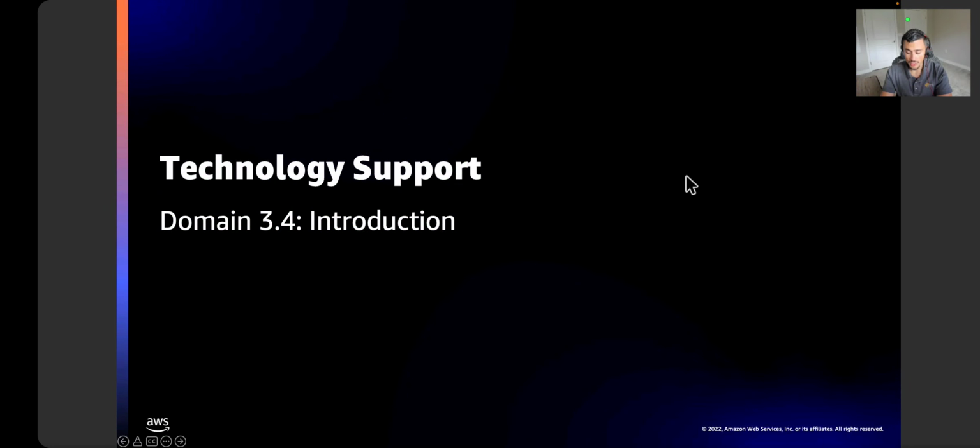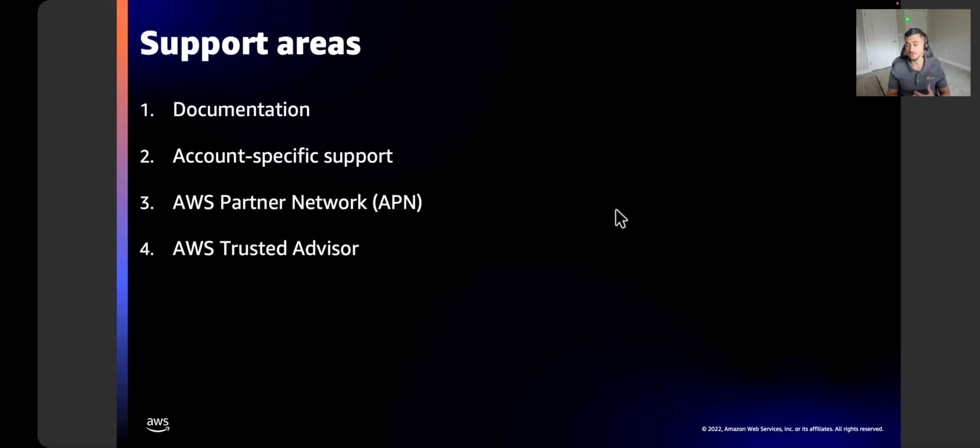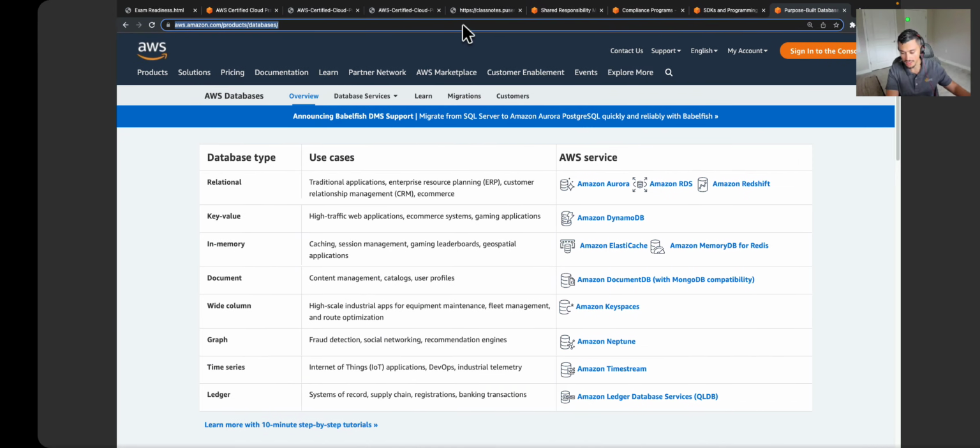And then 3.4 is about technology support. It's also important to know where to find resources for support around the services that we use, right? The very first place, for many, would be service documentation. You can find existing forums, white papers, API docs, even AWS blogs to find the answers that you might need, right? Documentation is available to everyone online. You also have account-specific support. Actually, let me just show you an example of point one, which is documentation.